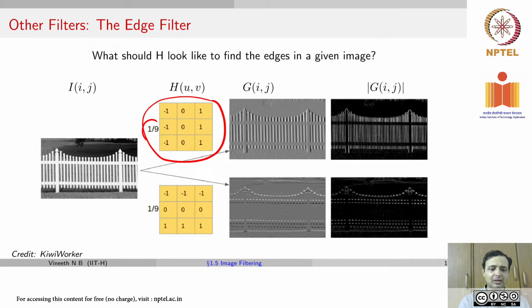This 1/9 here is again a normalizing factor, but you typically do not need that in an edge filter, because we are not interested in the absolute edge value, but we are interested in high intensities where there's an edge. We'll talk about this a bit more when we go into edge detection a few lectures down the line.